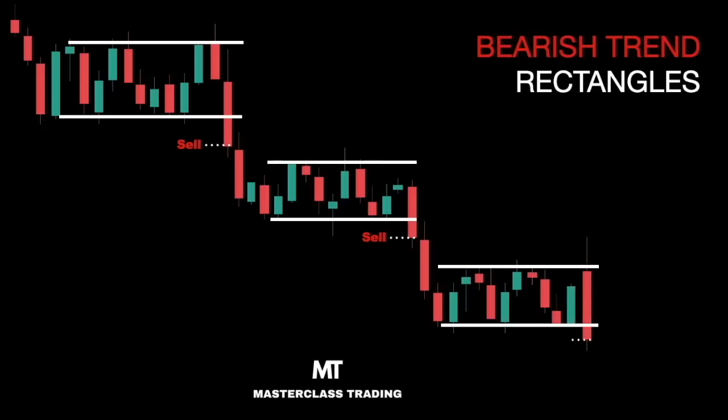To calculate the target of the trade, you simply need to calculate the distance of the bearish push before the formation of the rectangle, and double it after the breakout of the rectangle pattern.